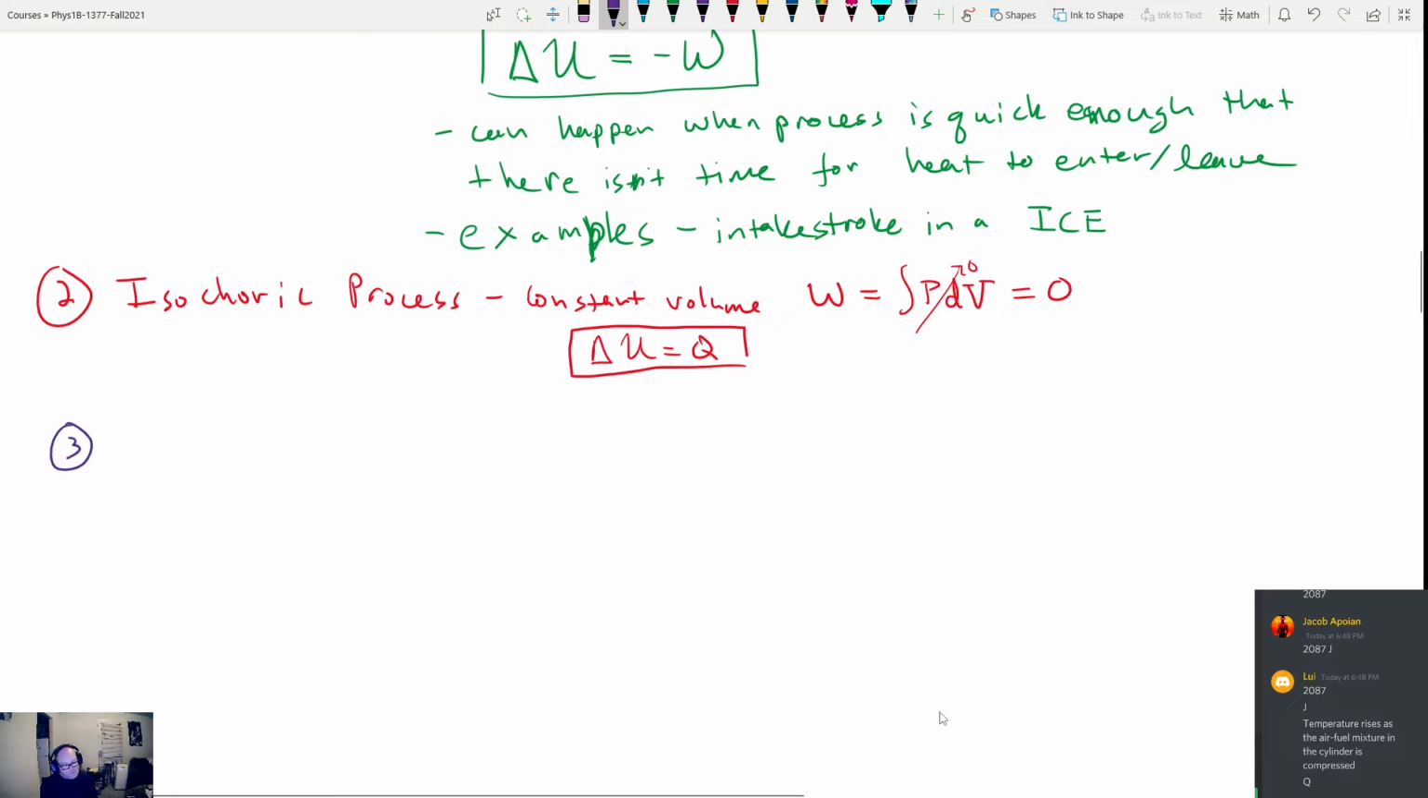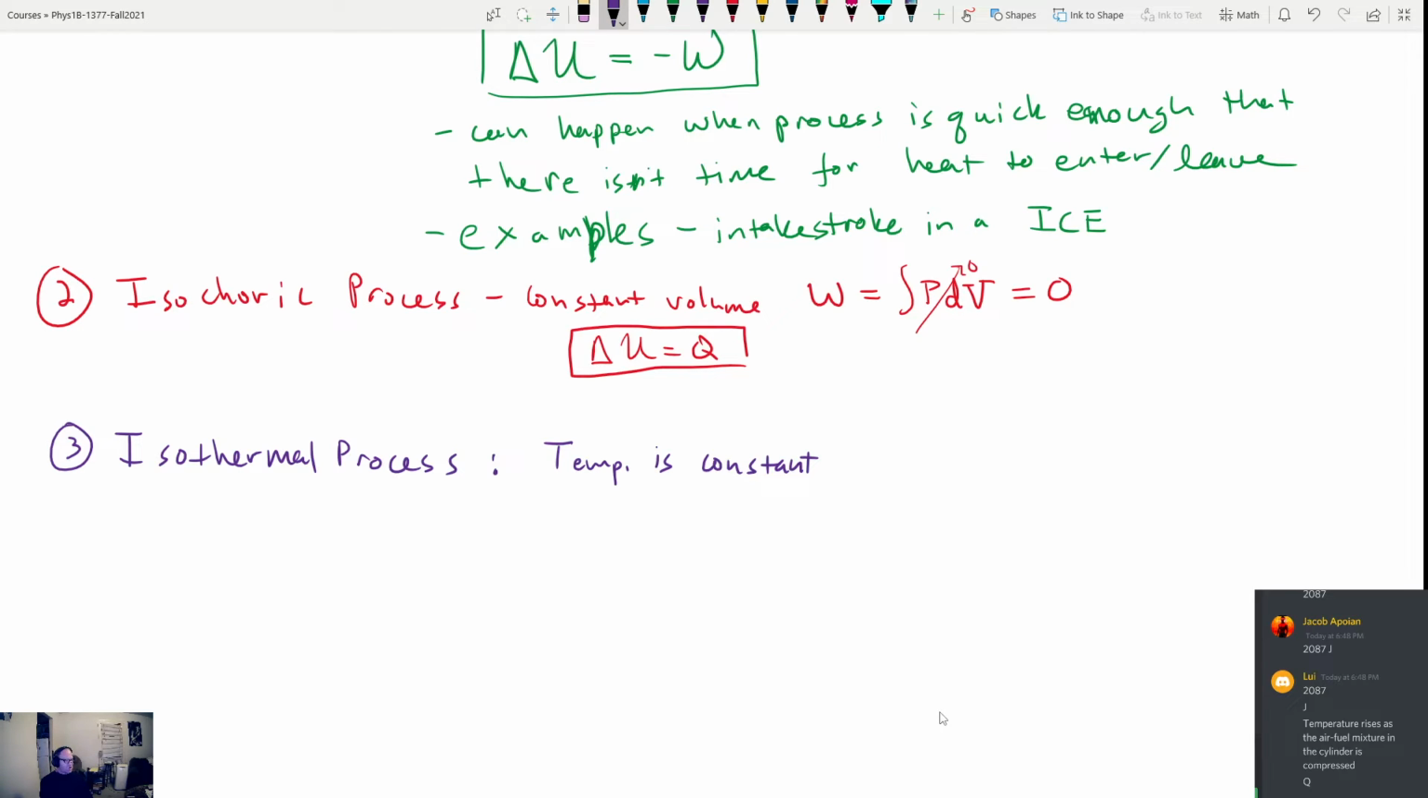Third, we've got isothermal. You can probably guess what that one is. You might think it would be Q equal to 0, but it's actually going to be temperature doesn't change. So this is going to be temperature is constant, right? Temperature is constant. And I think that for ideal gases, that's going to allow us to say that Q is equal to W because delta U is going to be 0.